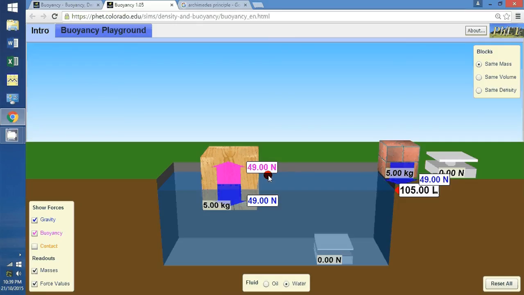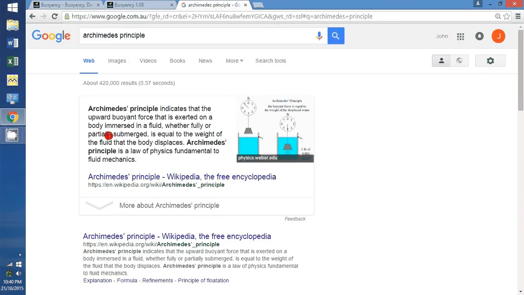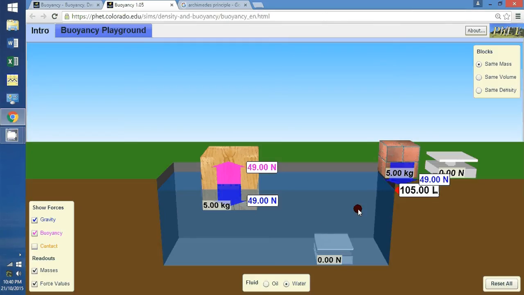You've got 5 liters of water displaced, and now I bring up Archimedes' principle as well, so we can refresh our minds. Archimedes' principle indicates that the upward buoyant force exerted on a body immersed in a fluid, whether fully or partially submerged, is equal to the weight of the fluid that the body displaces. So the buoyant force is equal to the weight of the fluid that the body displaced. In this particular case, the displaced volume of water is 5 liters. If you multiply that by the density of water and by the gravitational acceleration, then you will have 49 newtons as well. So this object is in equilibrium, so the net force is 0.